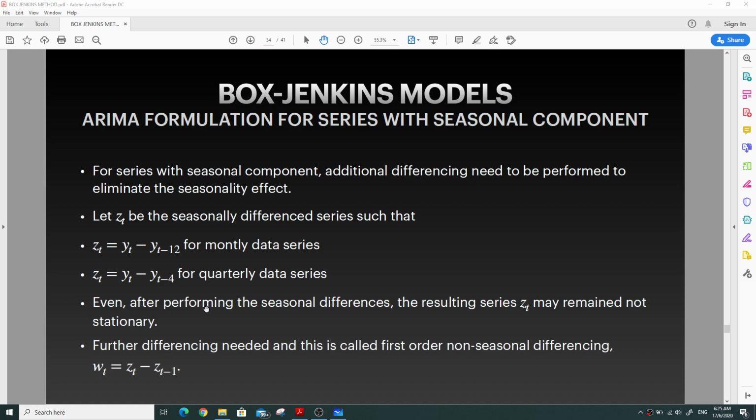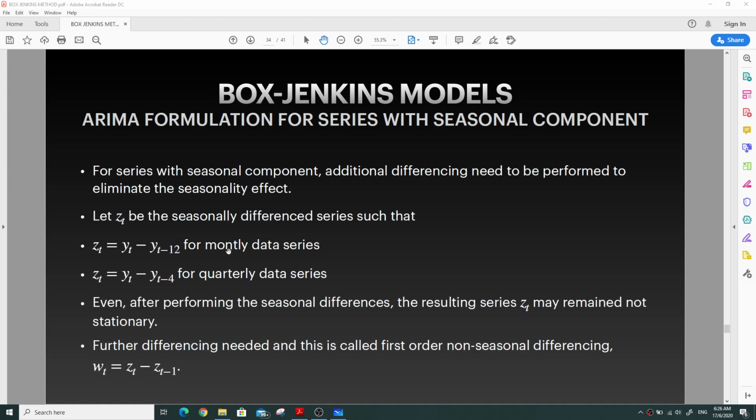Alright, so after we perform the seasonal differencing to remove the seasonal component, suppose that our series is still not stationary. The next step is we further apply the differencing method with non-seasonal differencing, Wt. This Wt, in terms of ARIMA with a seasonal component, is actually Zt minus Zt-1. And remember, Zt here depends on whether our series is monthly or quarterly.